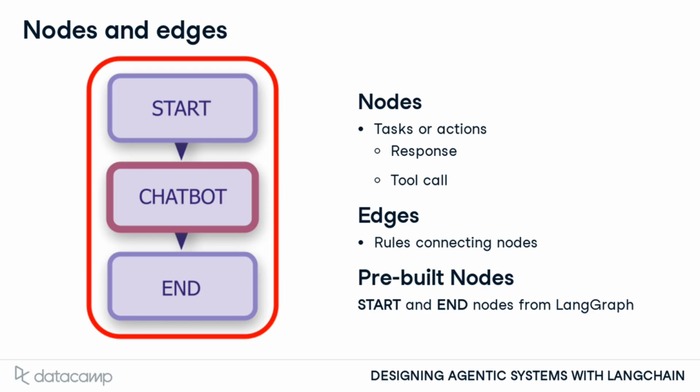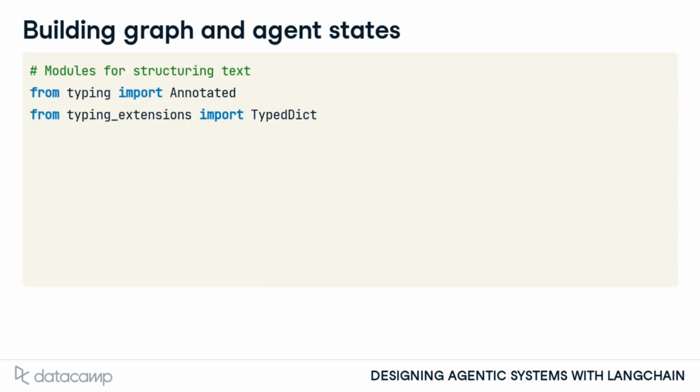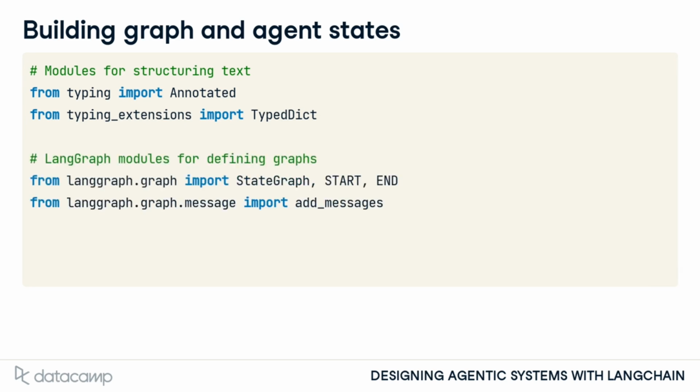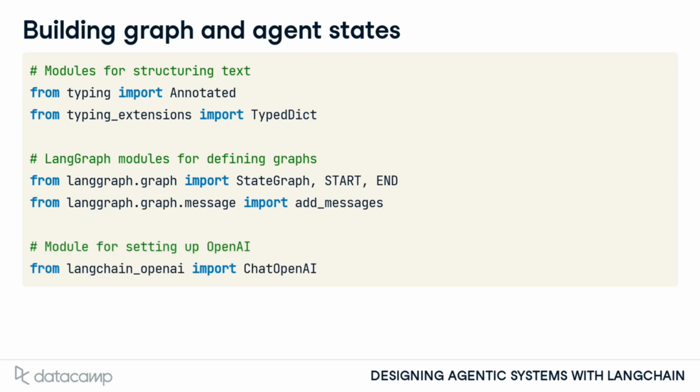Let's build the full graph. We'll need the following modules. From typing and typing extensions, the Annotated and TypedDict modules will help organize the chatbot's text data. Next, we'll require the StateGraph, START, END, and add_messages modules from LangGraph to set up our chatbot's workflow and add text messages. ChatOpenAI from LangChain OpenAI will also be imported to help us set up our LLM.